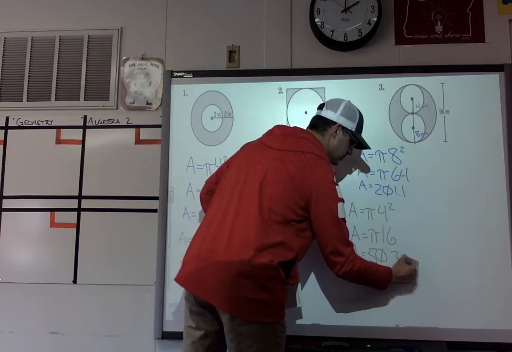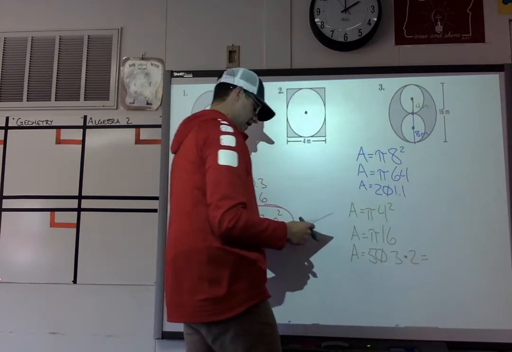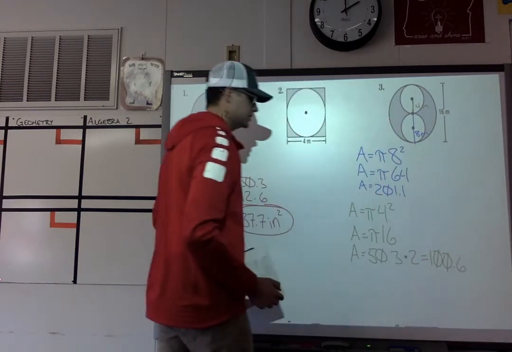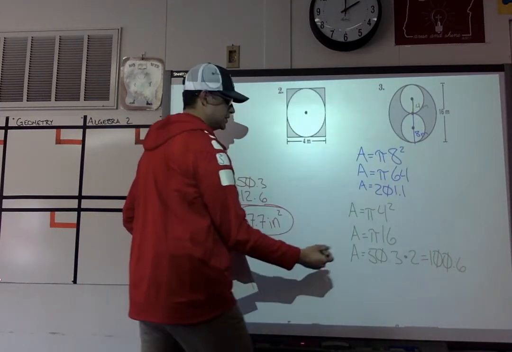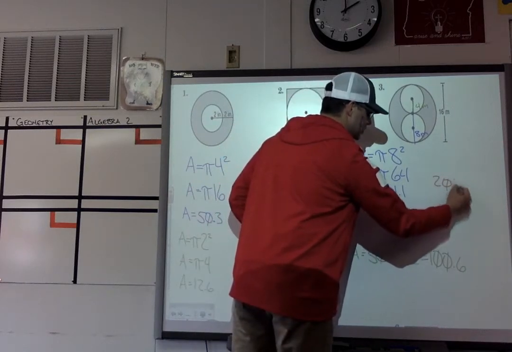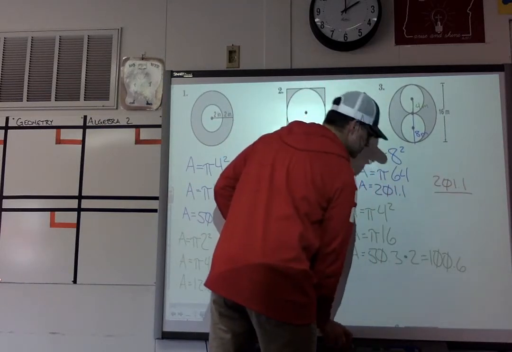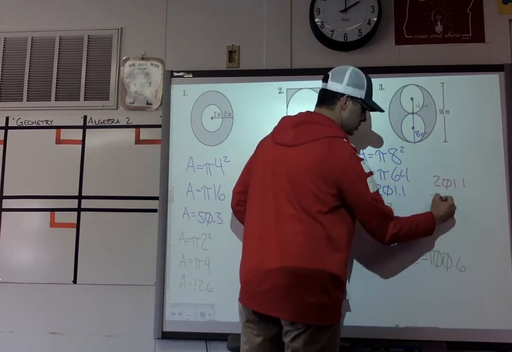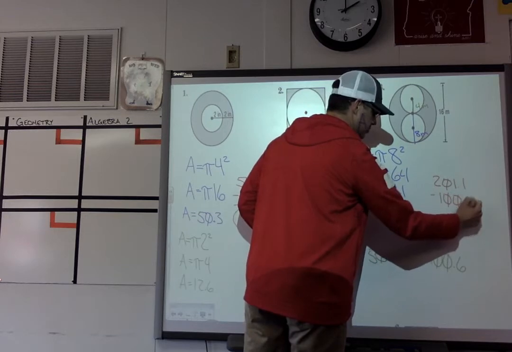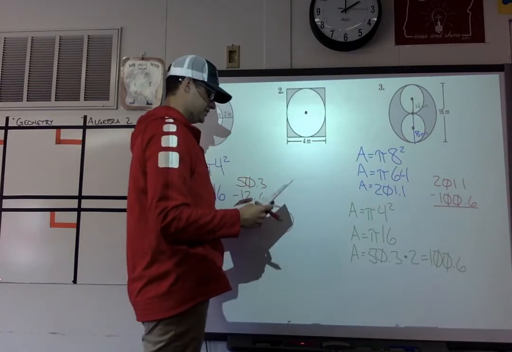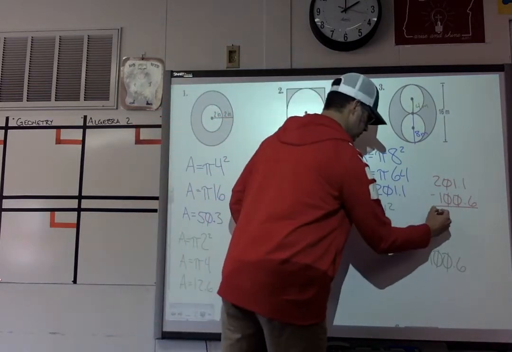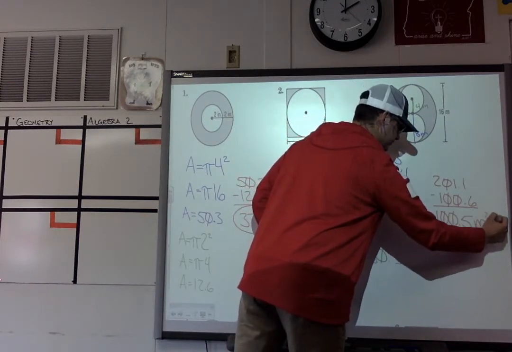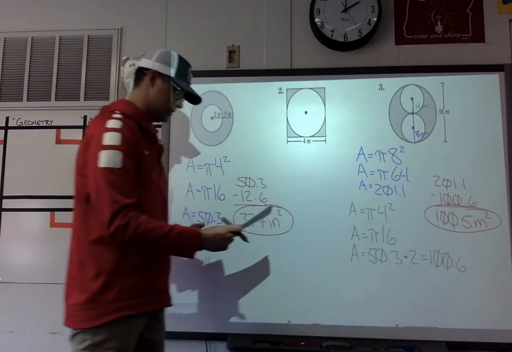Now we need to multiply that by 2, and that gives us 100.6. So now we're going to do 201.1 minus 100.6, and that gives us an area for the shaded region of 100.5 meters squared.